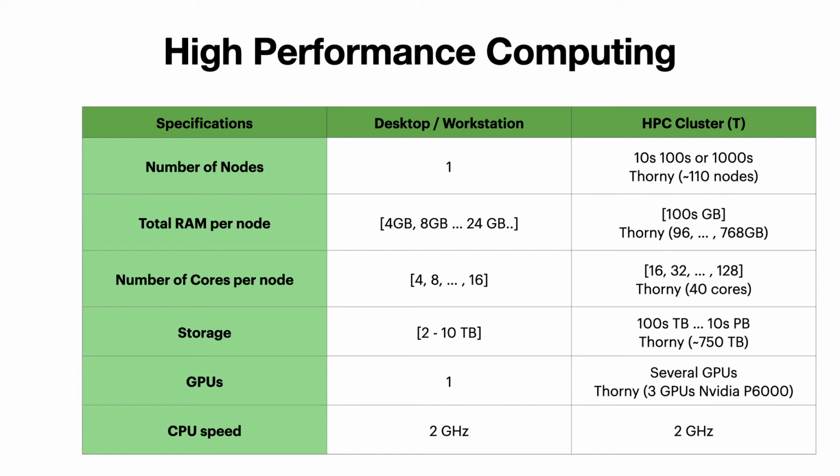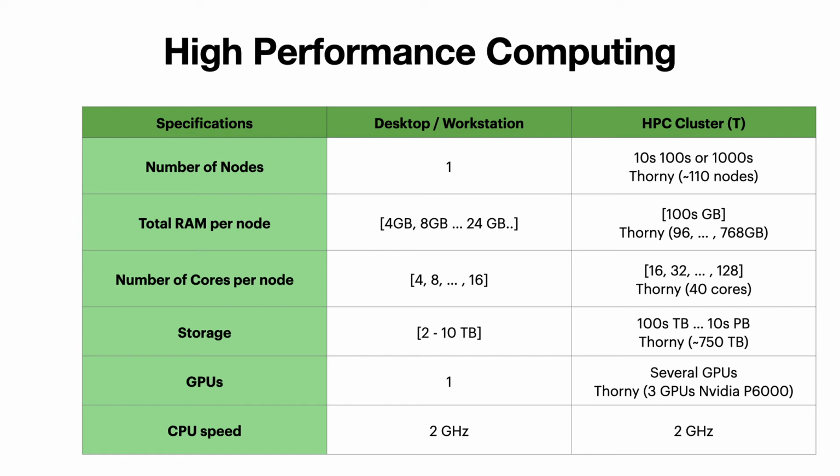On an HPC cluster, it is tens, hundreds, and on Fugaku you see it is thousands of nodes. On Thorny Flat, we have around 110 compute nodes, and a few other service nodes. So that will give you an idea. It's 100 times the number of nodes compared with your computer.